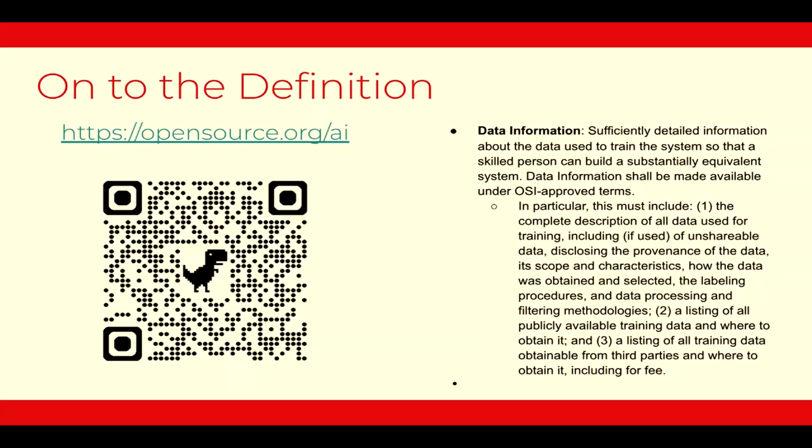That was the philosophy behind the open source AI. There were some clauses that have to go in here. We said that one of the first ones was going to be this data information clause. And here's where things get a little weird. So when they talk about data information, what they're saying is you need sufficiently detailed information about the data used to train the system so that a skilled person can build a substantially equivalent system. Data information shall be made available under OSI approved terms. So the substantially equivalent system is the bow toward not having reproducibility, right?